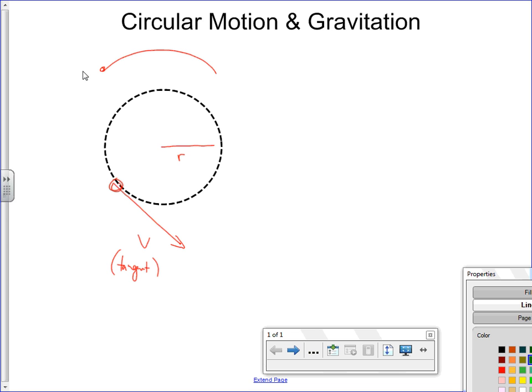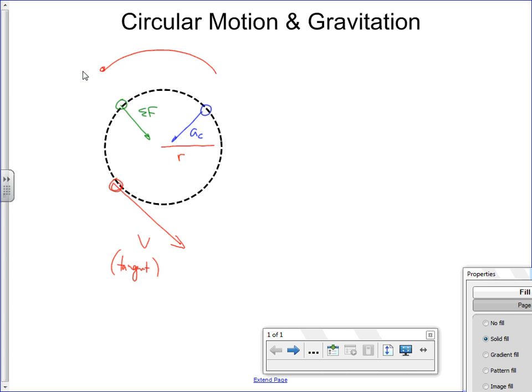Make sure you can identify at any instant that the net force is inward towards the center. And make sure that you can identify that the acceleration is inward towards the center. That's what we call centripetal acceleration.